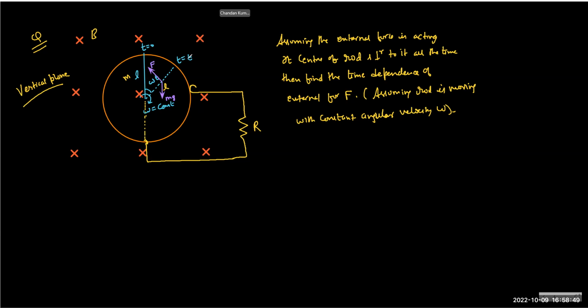And we know that the torque of the magnetic field will always be opposing, right? So the magnetic torque will be like this, or you can say Ampere torque. And therefore, because it's moving with constant angular velocity, we can say that the net torque must be zero. Since omega is constant, that implies net torque must be zero.